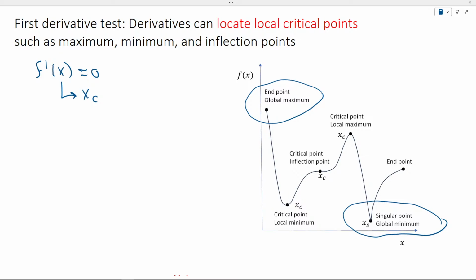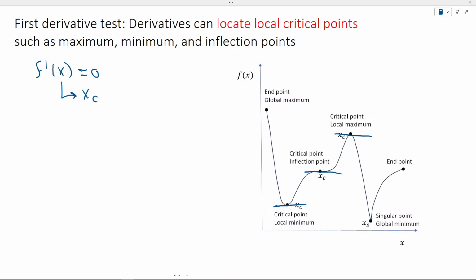Okay. So what did we learn from here? We learned something very important: all these critical points will occur where the slope is 0. That's where my f'(x) is equal to 0. That is where I will get all these critical points. So if I have my function f(x), and I find the derivative of this function and set the derivative equal to 0, then I will get all these critical points.